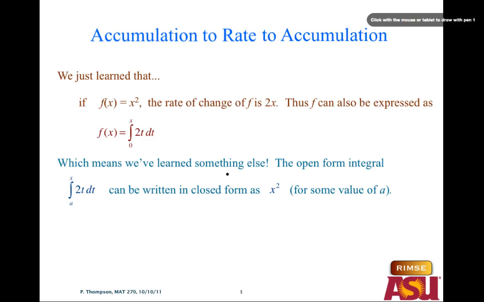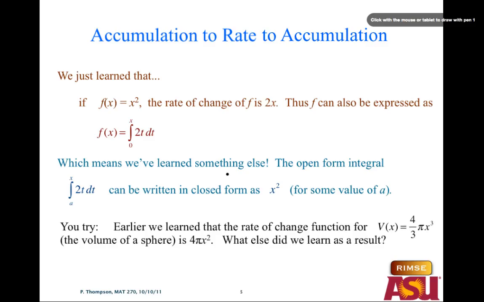So every time we find a rate of change function in closed form, we make note of it, so that when we have that as an integral, we know what the closed form accumulation function for that integral is. So we could write the integral from a to x of 2t dt as x squared for some value of a. In this case, that value of a is 0, okay?